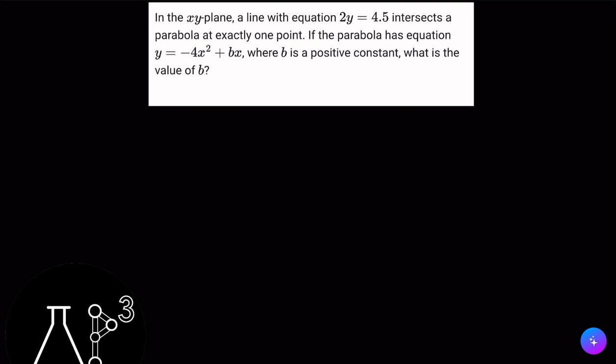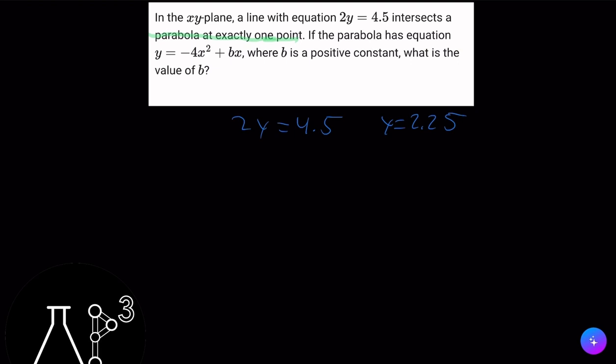Remember, when it says it intersects at 1 point, that basically means that the two equations meet at exactly 1 point. So let's rewrite both equations. We have 2y equals 4.5. If we isolate y by dividing both sides by 2, we get y equals 2.25.